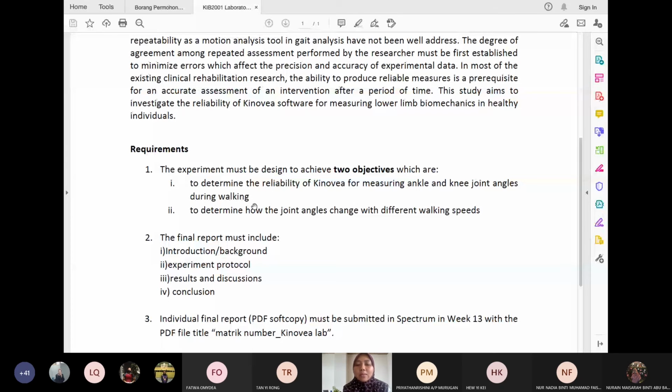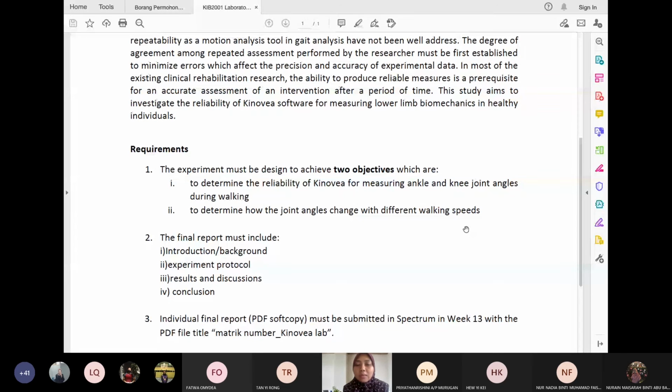The second one is how the joint angles change with different walking speed. So the keyword here is different walking speed. You must show a variation of walking speeds, maybe slow, moderate, fast, or very slow, very fast. That one you have to decide within your group.